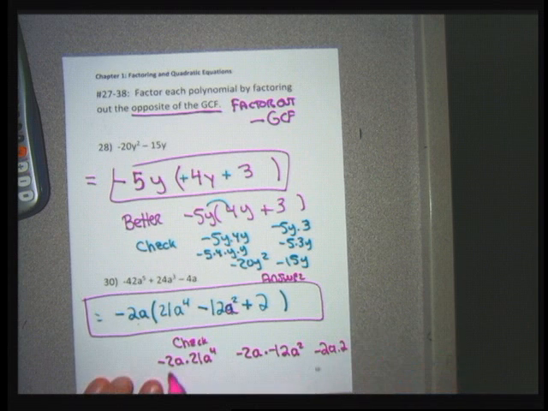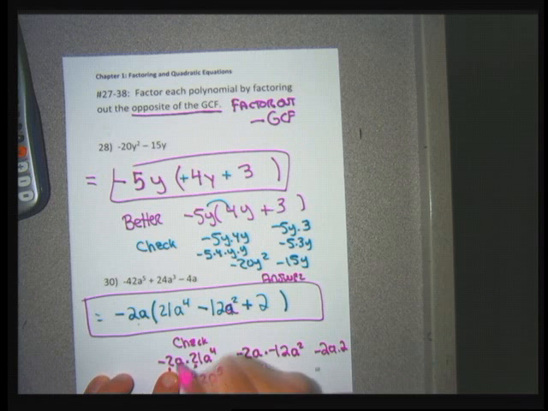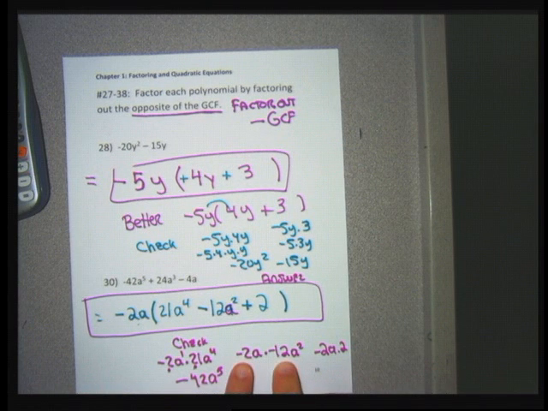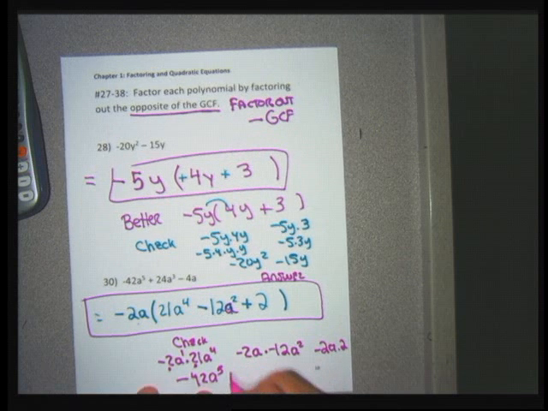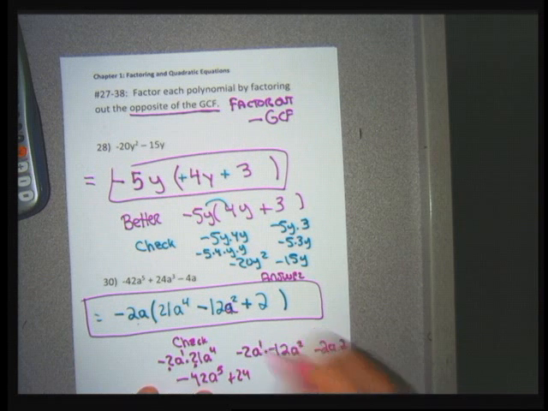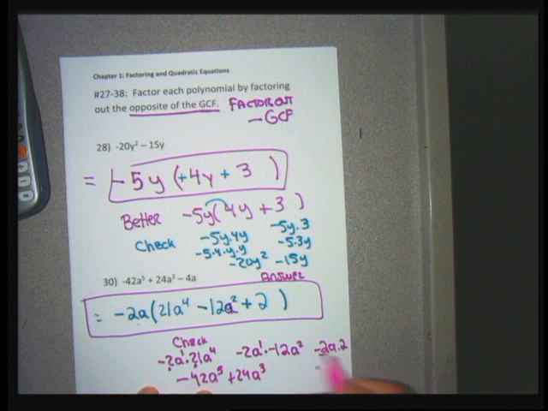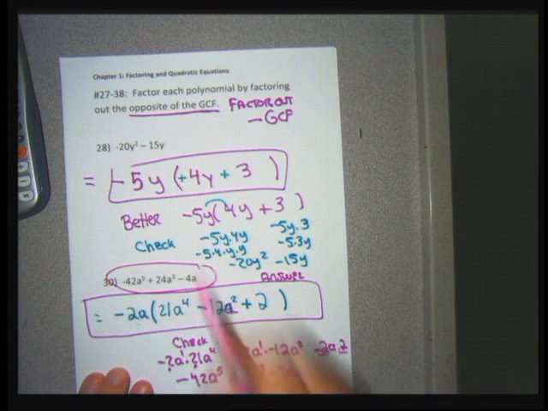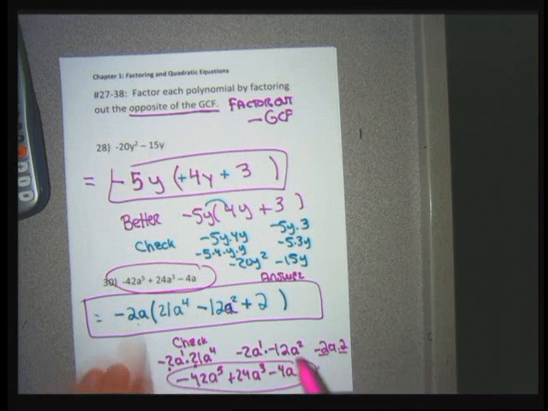The first one I'd multiply negative 2 times 21 and get negative 42. I have 1A and 4 A's. Those multiply together to be 5 A's by adding their exponents. Next one, negative 2 times negative 12 is positive 24. 1A and 2 A's will give you 3 A's. The last multiplication, you multiply negative 2 times 2 and get negative 4, and you leave the A. Because this and this are exactly the same, then I know my answer is correct.